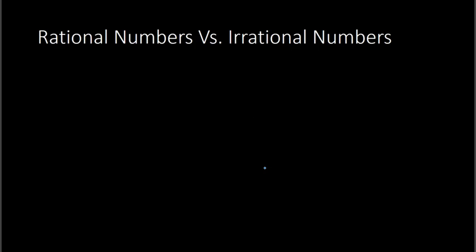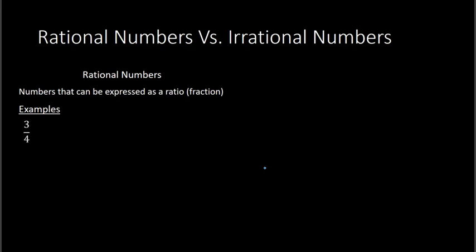In this video, you will learn about forms of rational numbers. Now we have what we call rational numbers, and we also have what are called irrational numbers. Rational numbers is anything that can be expressed as a ratio or a fraction.